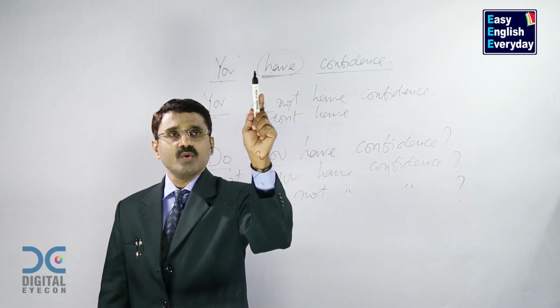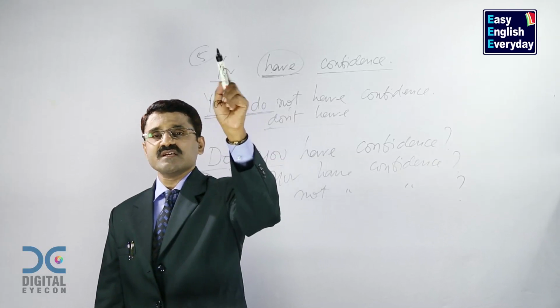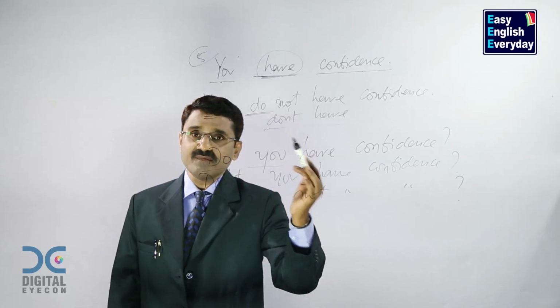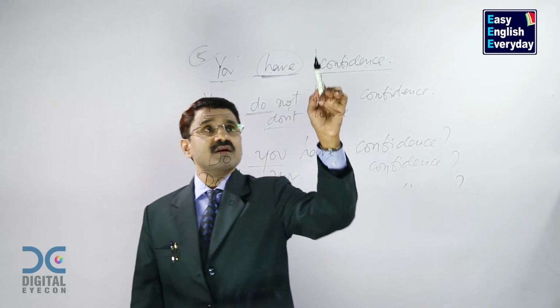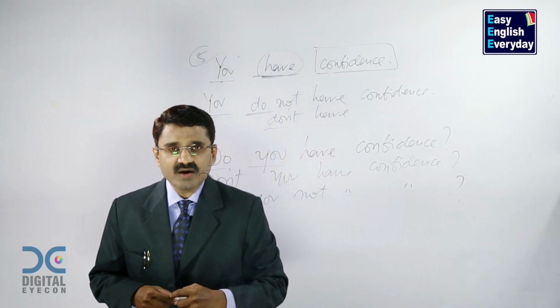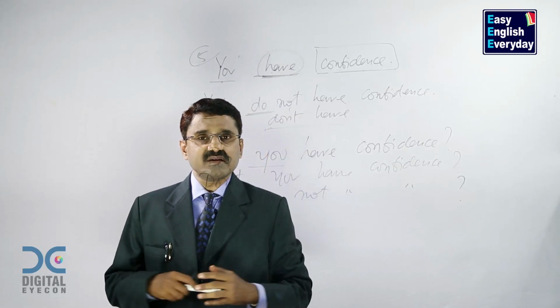Now, I, we, you, they, any plural noun. This is fixed. Have is fixed. Do not have, do you have, don't you have, that is fixed. Now, your progress depends on the number of nouns you have. So, I hope you have started collecting nouns.